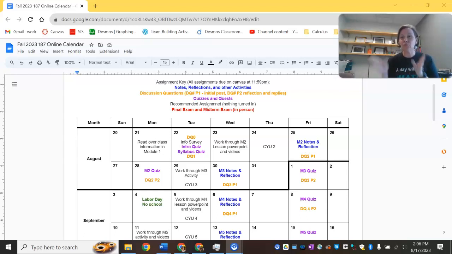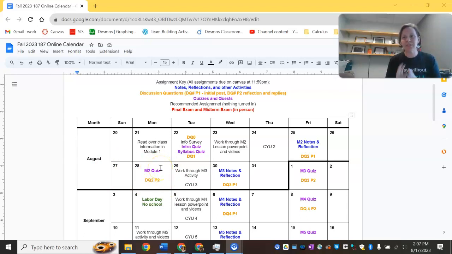And those are actually one grade, but split over two separate assignments so that you have enough time to do your initial post. Other people have done them, you got a chance to read through them and then reply. And then in purple, you're going to see all your module quizzes as well as your quests.